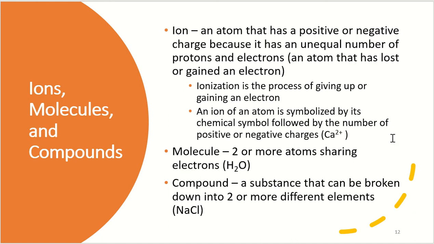All right, the next term we need to discuss is molecule. This is simply 2 or more atoms that are sharing electrons, things like H2O. This is an oxygen with 2 hydrogens bound to it. And then a compound is a substance that can be broken down into 2 or more different elements. Sodium chloride is a great example. If you add water to sodium chloride, it's going to dissolve and dissociate into sodium ions and chloride ions that are all surrounded by H2O. In comparison to that molecule, where it is going to take some great effort to cause these 3 atoms to dissociate from each other.